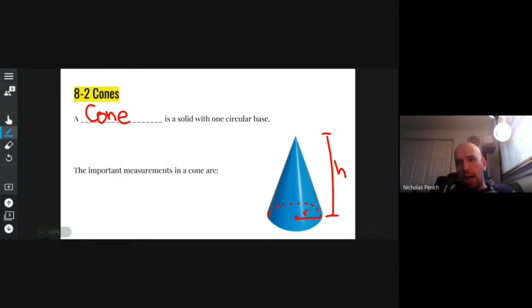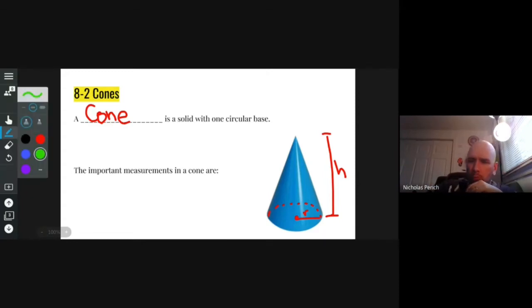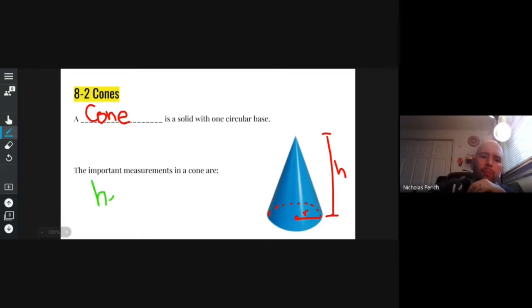Okay. The diagonal looking line is not called my height. It's actually called slant height. But more importantly, it's basically like a hypotenuse. But I don't think we need to worry about that today. Maybe later in the chapter, but we're not going to worry about that today. The important measurements in a cone are what I just described over here. The H is the height. And the R stands for radius.